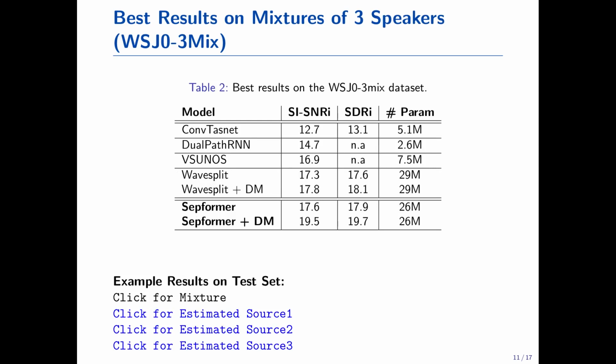On mixtures of 3 speakers, we widen the performance margin between us and the closest performing model, and so as you can see, there is a significant performance gap. And now let's take a listen to an example separation.